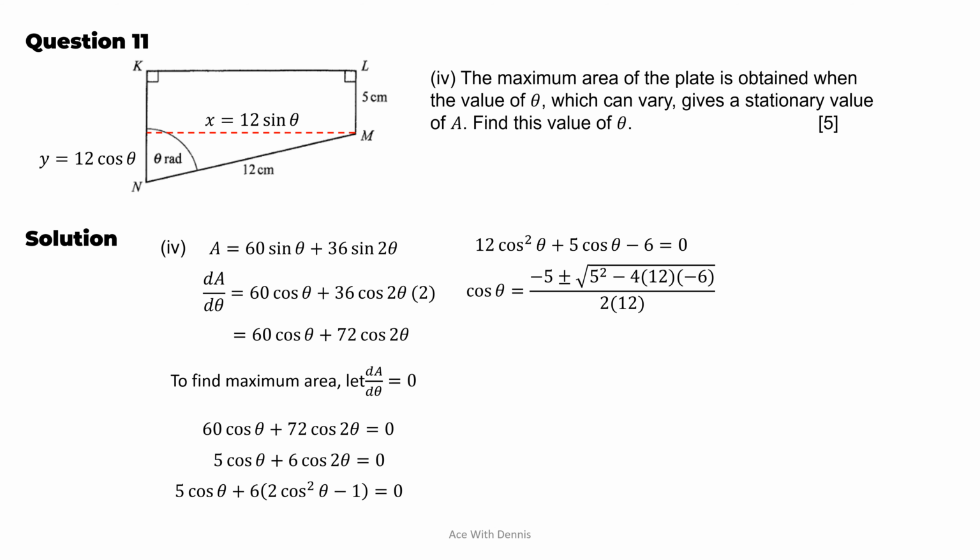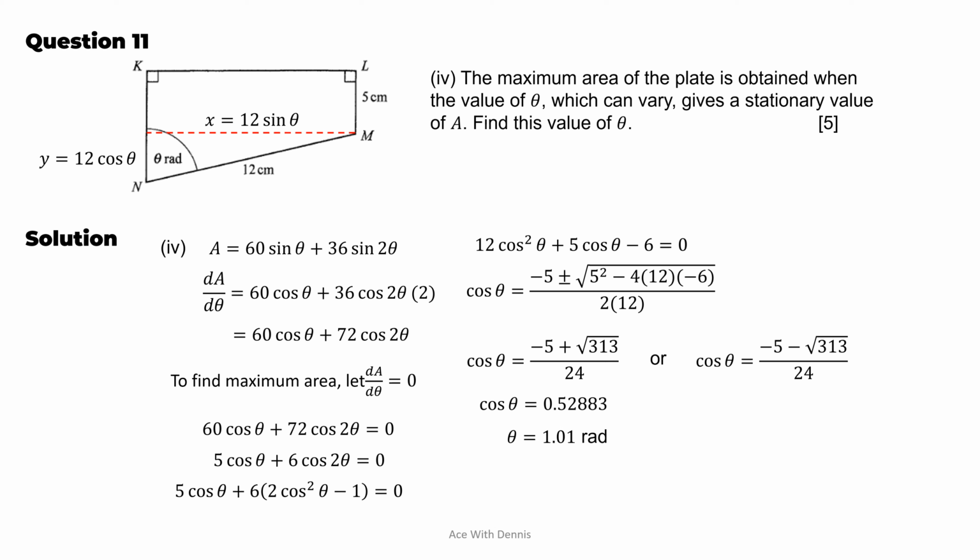So this is a quadratic equation. We cannot factorize with brackets, we can only use the formula. Hence, cosine theta equals negative 5 plus or minus square root of 5 squared minus 4 times 12 times negative 6, over 2 times 12. And we get negative 5 plus root 313 over 24, or cosine theta equals negative 5 minus root 313 over 24. We calculate the value, we get cosine theta equals 0.52883, and the angle theta is 1.01 radians.